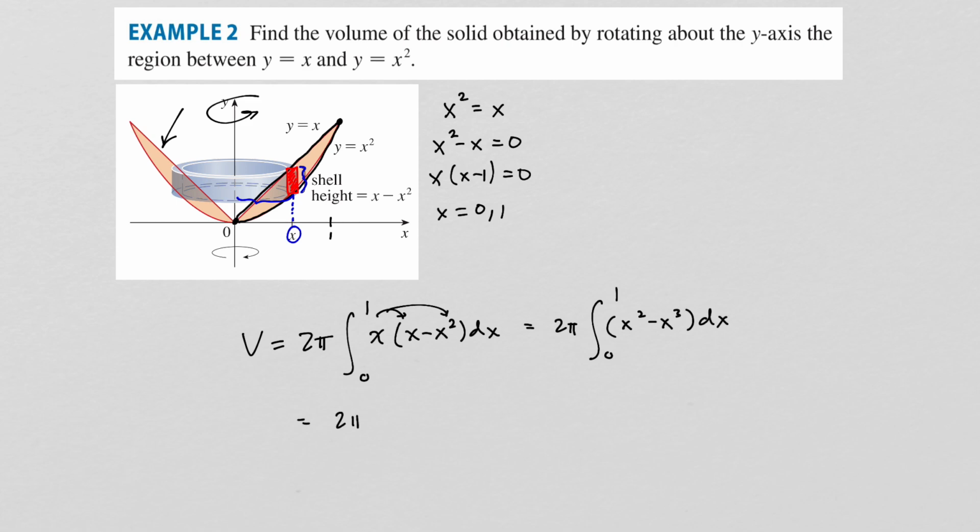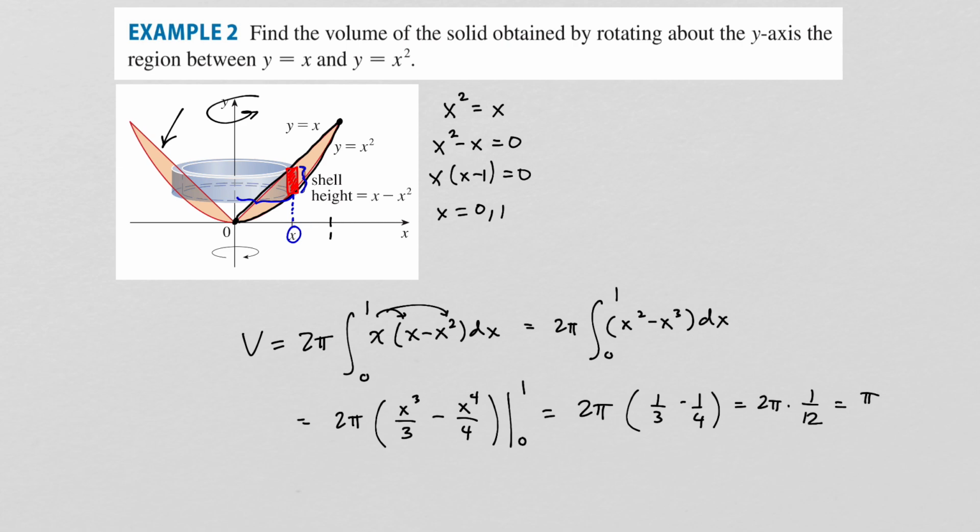And now we'll take the antiderivative of x squared, and we'll take the antiderivative of x cubed, evaluate it from 0 to 1. Now, when you evaluate from 0 to 1, you're just going to plug in 1, because when you plug in 0, you get 0. So we're going to have 1/3 minus 1/4, and this is 2 pi times 1/12, and this simplifies to pi over 6.